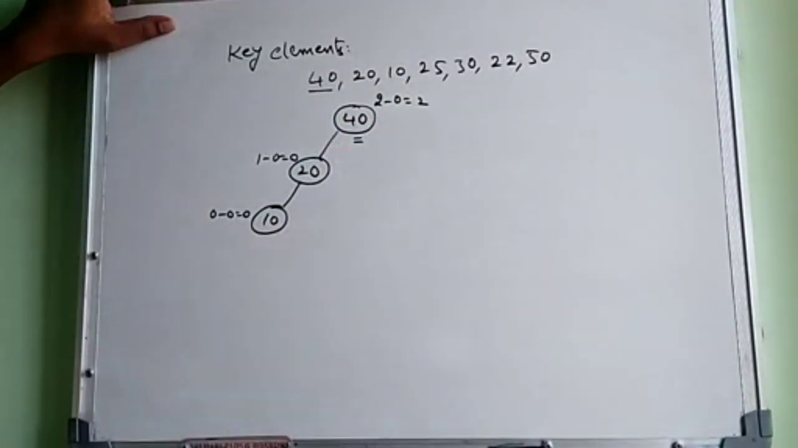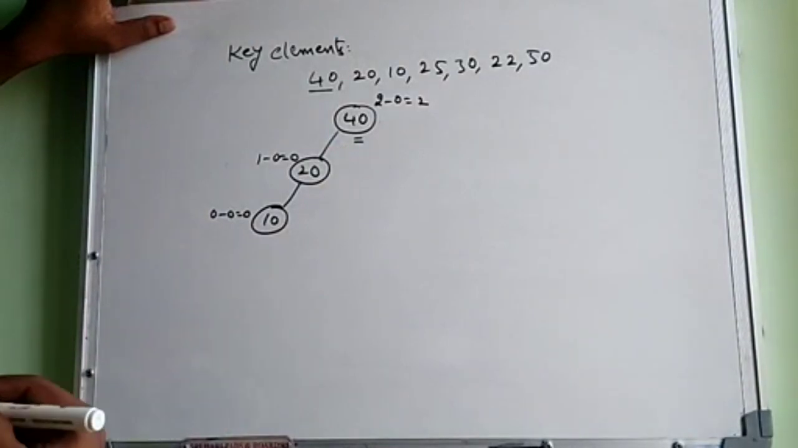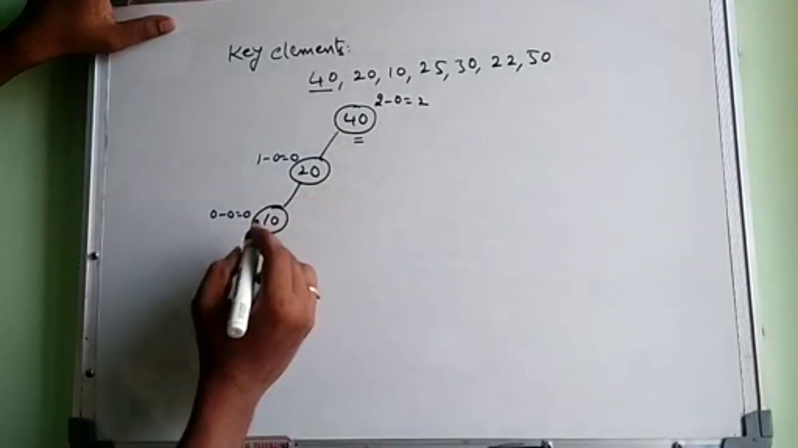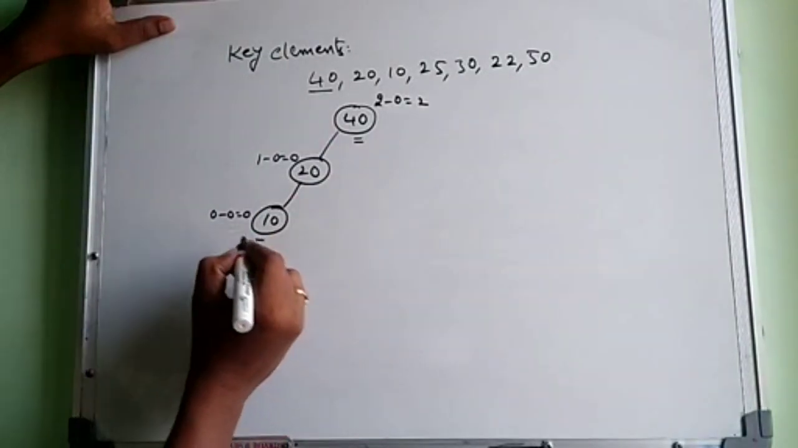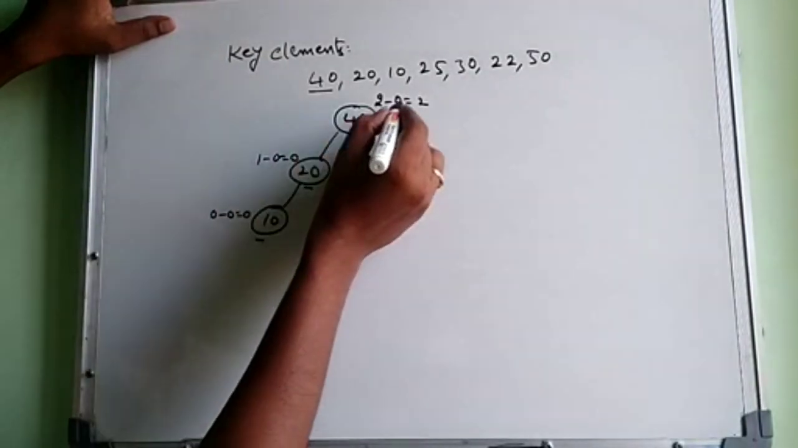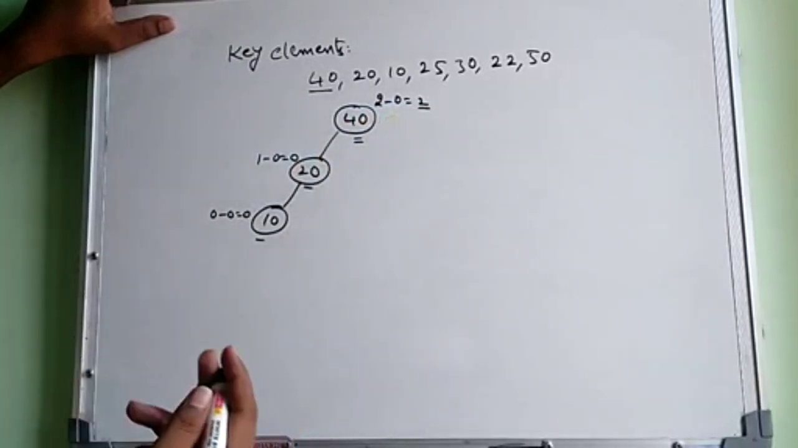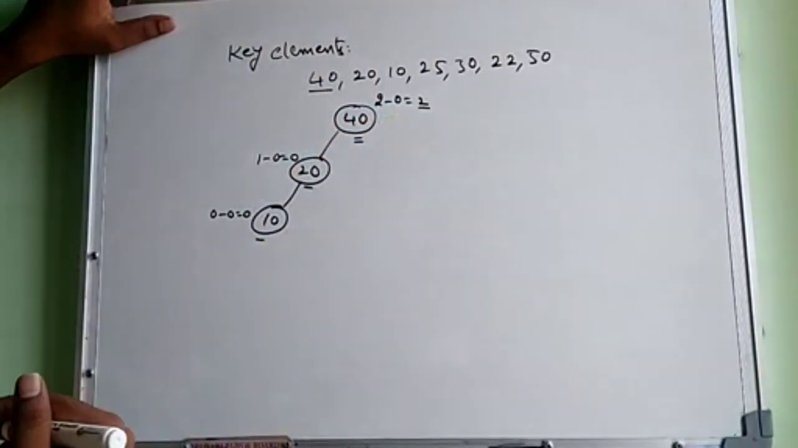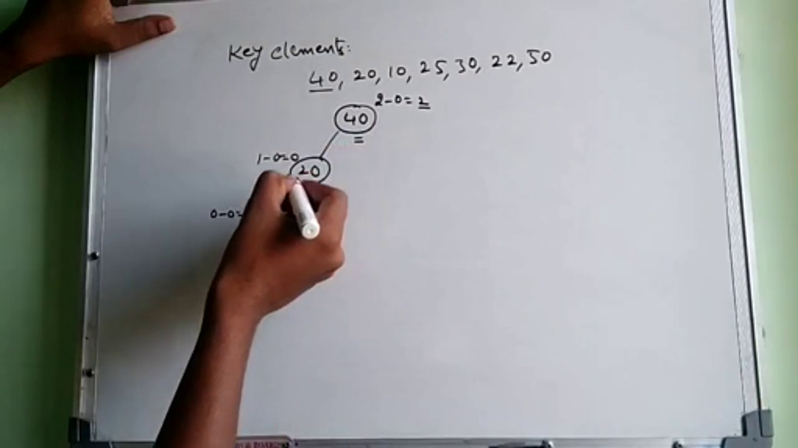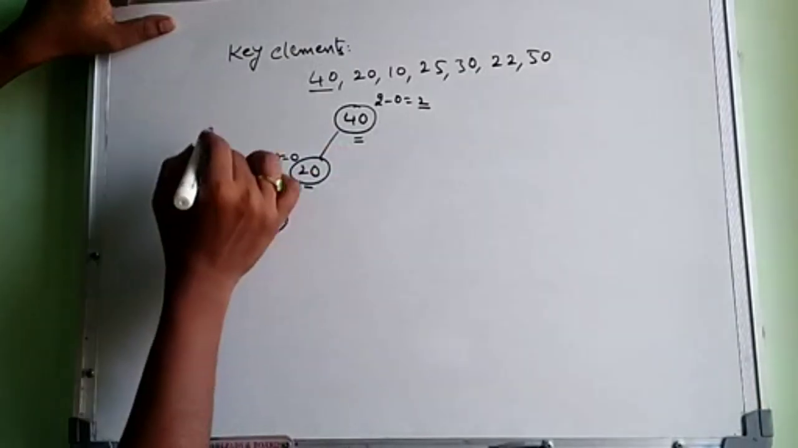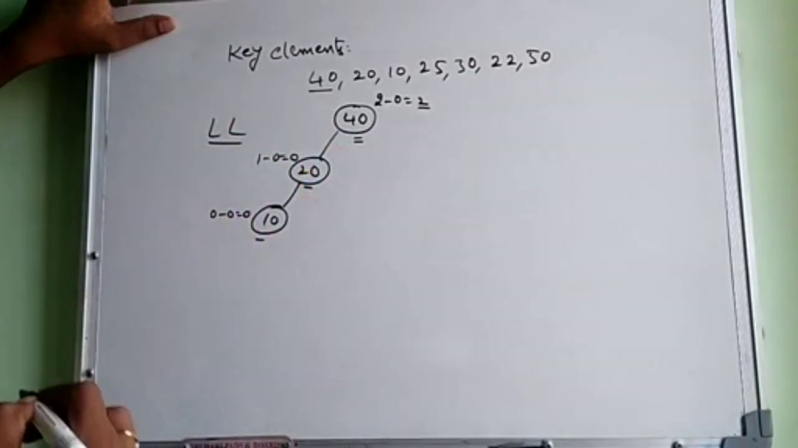What is the reason it is affected? The leftmost. This factor is 0, this factor is 0, and this factor value is changed. So then which rotation can we apply? Left side rotation, that is, LL rotation is applied here.